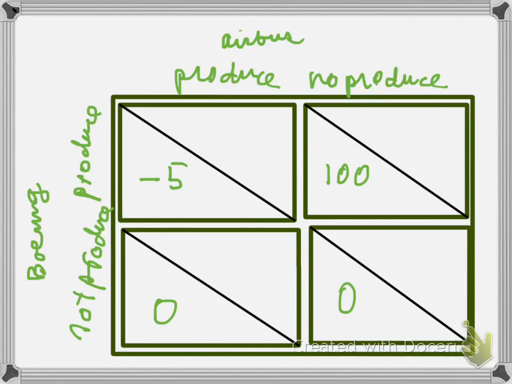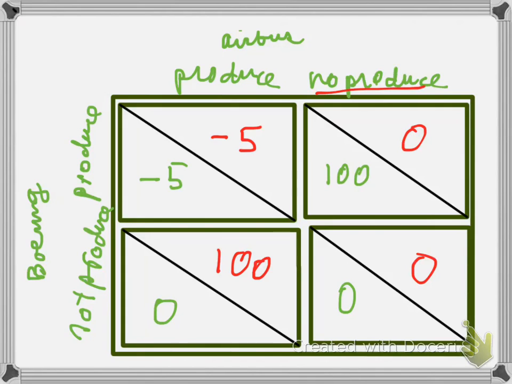Now we think about Airbus. If Airbus produces and Boeing produces, we'll assume that the firms are symmetrical, so Airbus gets minus $5 million. If Airbus does not produce and Boeing does produce, Airbus gets zero. If Airbus doesn't produce and Boeing doesn't produce, they get zero. And if Airbus produces and Boeing does not produce, Airbus gets $100 million. So now we ask ourselves what the Nash equilibrium will be in this game.